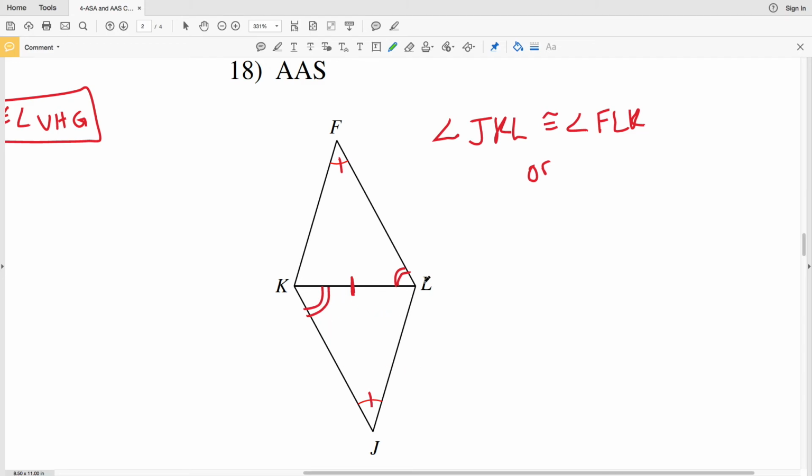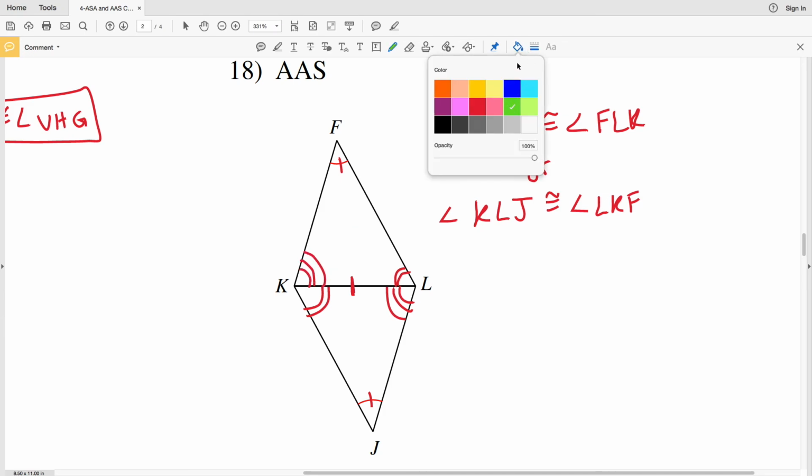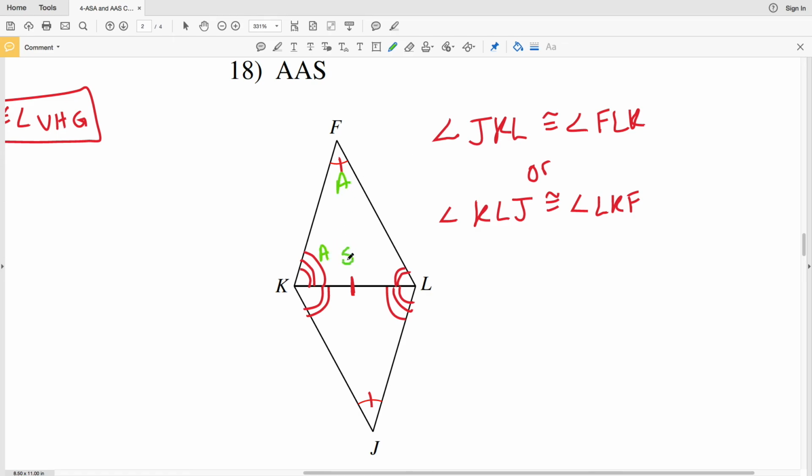And we know that JKL is congruent to FLK because these triangles are not a direct reflection. Therefore, these alternate angles are the congruent angles, not the angles that are next to each other. We could also say that angle JLK is congruent to angle LKF. And that's because, again, we'll have angle, angle, side, and angle, angle, side, where the non-included side is the congruent side. So either of those answers is correct.